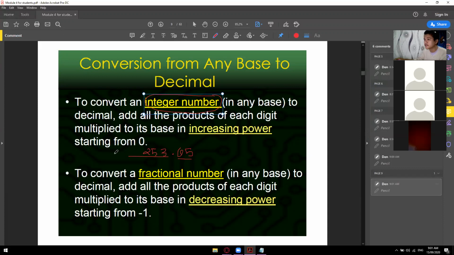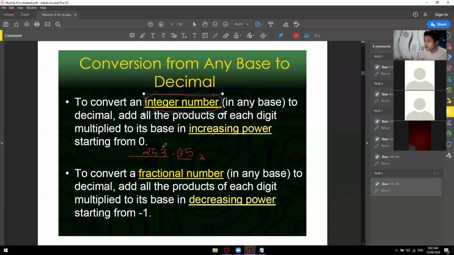And then yung nasa left is integer number. So alam nyo na yan. Ibisado nyo na yan. And then sabi dito, to convert a whole number or integer number in any base, add all the products of each digit multiplied to its base. So kung itong buong number na to, ang base niya is 2, so multiply it by 2. Pero i-consider natin yung base.